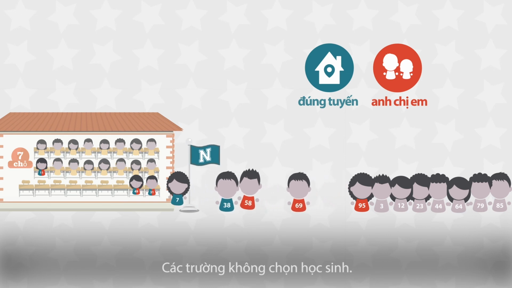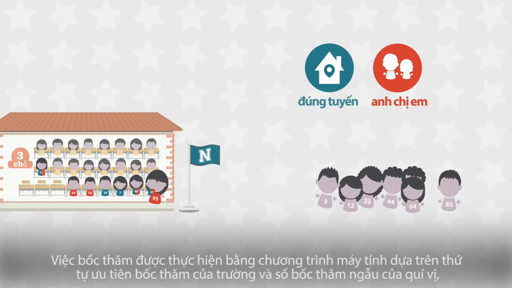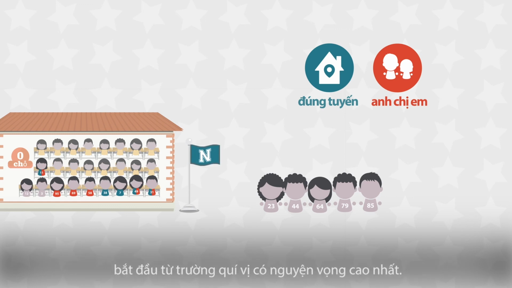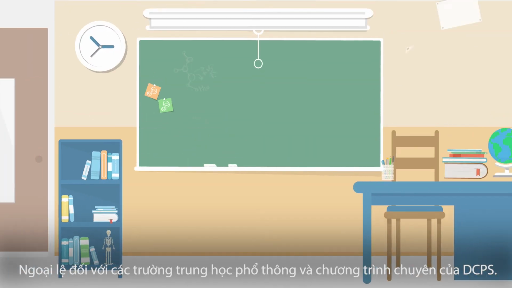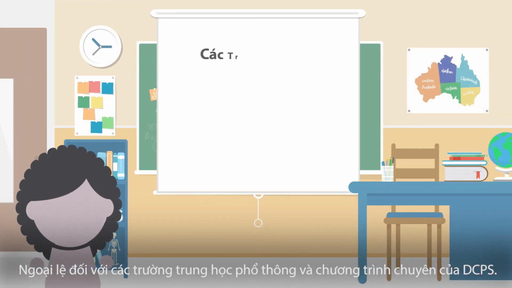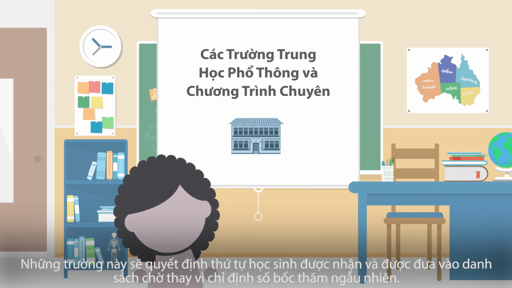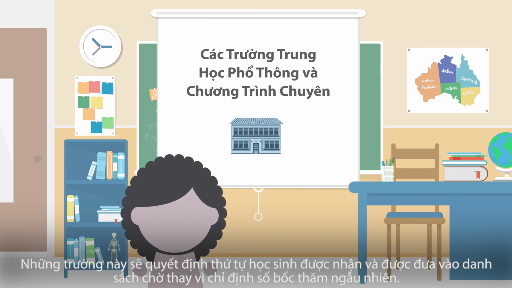Schools do not pick their students. Rather, placement happens through a computer program based on the school's lottery preference order and your random lottery number, starting with the school you ranked first. The exception is the DCPS Selective High Schools and Programs. Those schools determine the order that students are matched and waitlisted, instead of assigning a random lottery number.